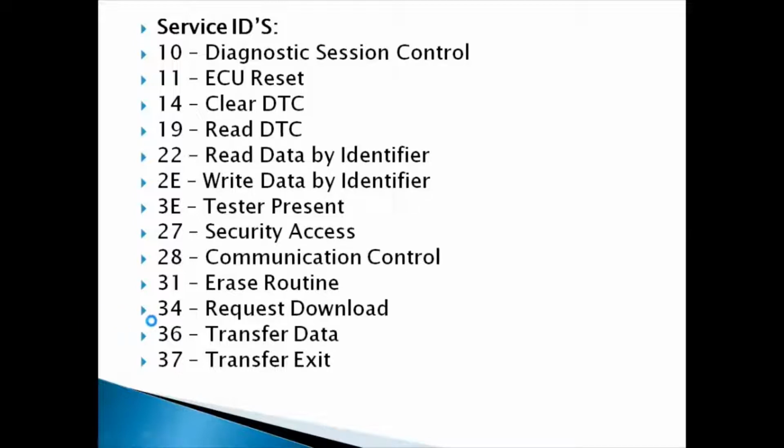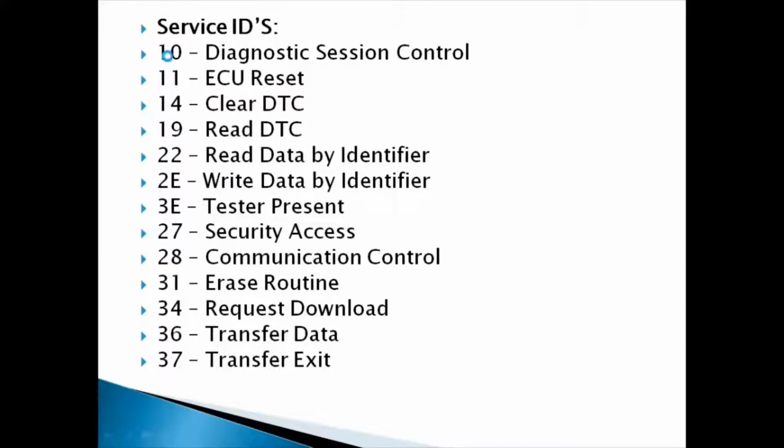Next, request download. We have any new software, we have to download it. Here we use the 34 service ID. In this software we have the data, right? We have to transfer the data. For that we use the 36 service ID. Once we exit from that transfer data, here we use the 37 service ID. And finally we have the ECU reset also, that is the 11 service ID. All this we send one by one.